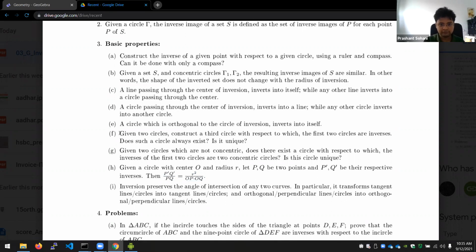There are some problems F and G which we did not cover, but I think they are just there to illustrate the properties of inversion, to give you a little more intuitive sense of how inversion works. Okay, so I think we can use those also as exercises.